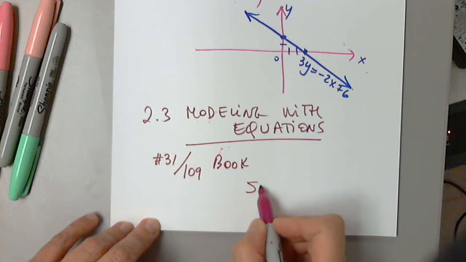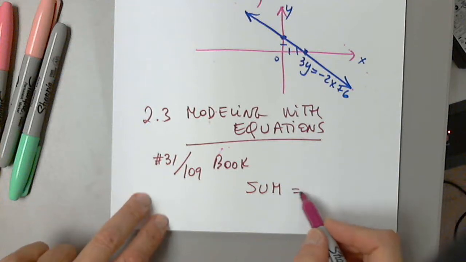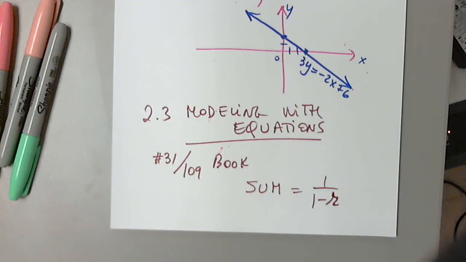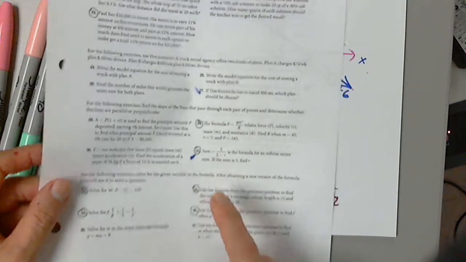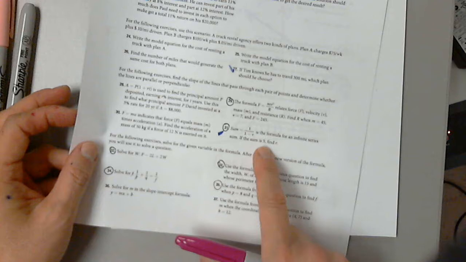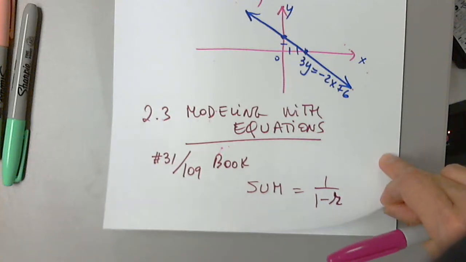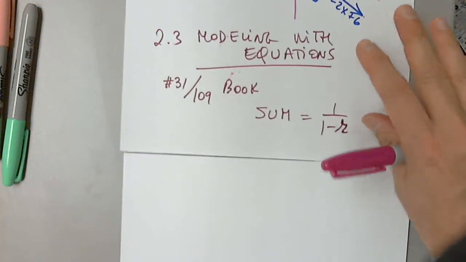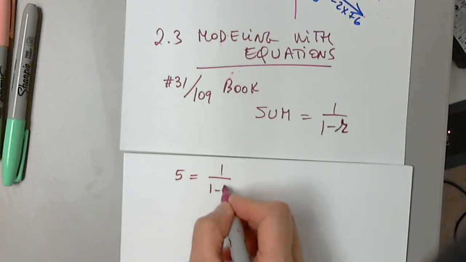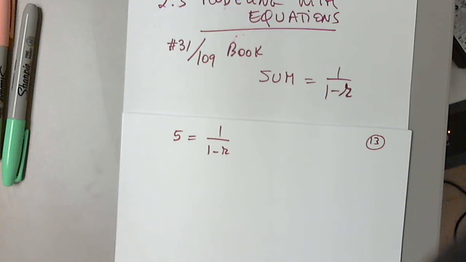So we are told that the sum, and we are going to look at this towards the end of the semester, sum 1 minus r, this is little r, lowercase r, is the formula for an infinite series sum. And again, I promise you will get to that. And I'll show you how we get it. If the sum is 5, find lowercase r, which is the ratio. So if the sum is 5, then 5 equals 1 over 1 minus r. We're asked to solve for r.